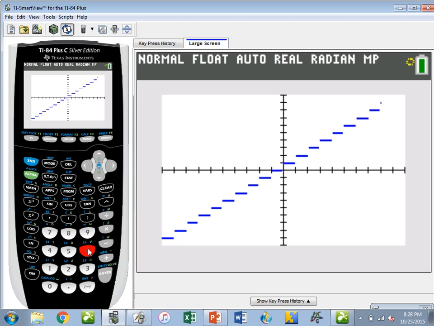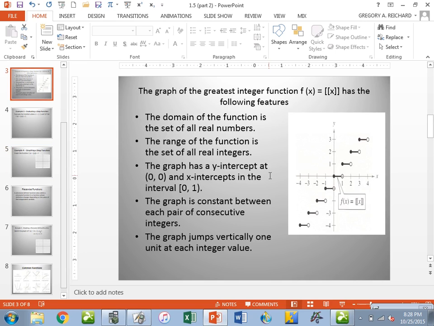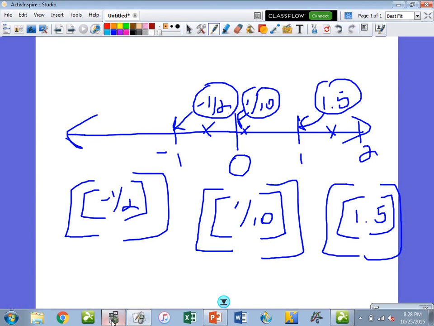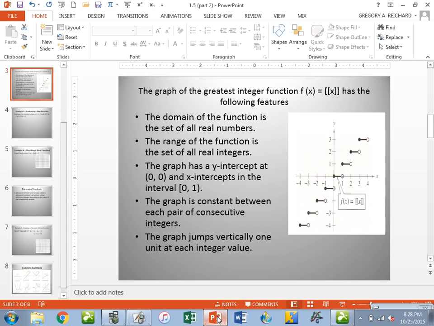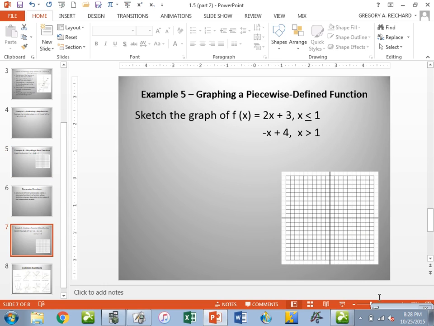So one of the things that your calculator is not going to draw for you when you do this is which side of the segments are closed circles and which side are the open circles. So you're going to have to know that from the original graph, which is what this sort of says here. So that's basically the one piece. And then if we look at the other example of the piecewise function.